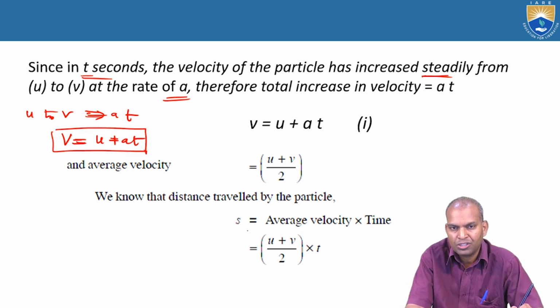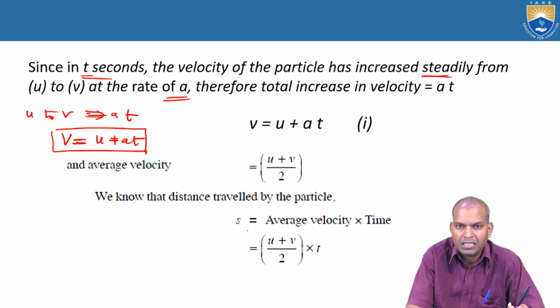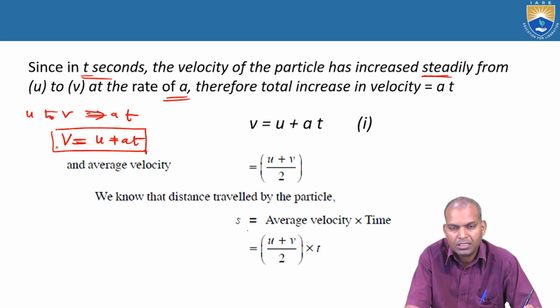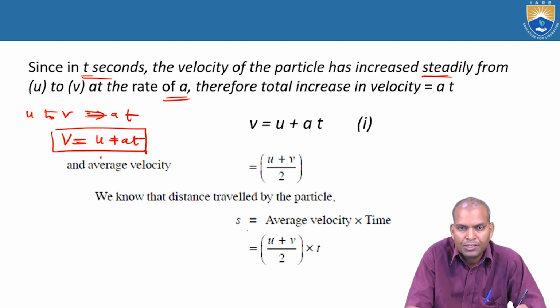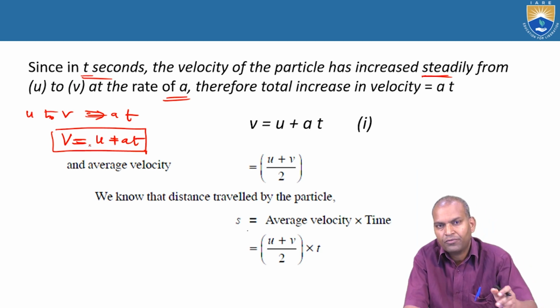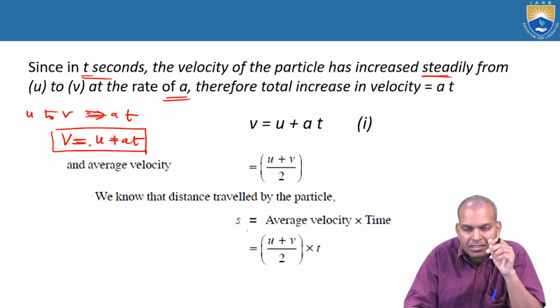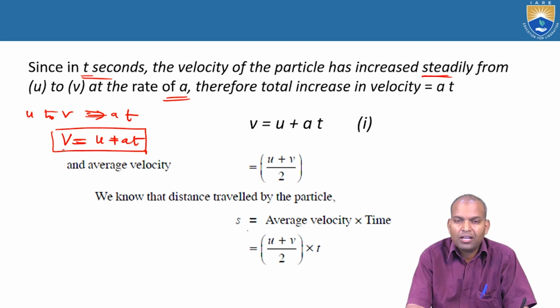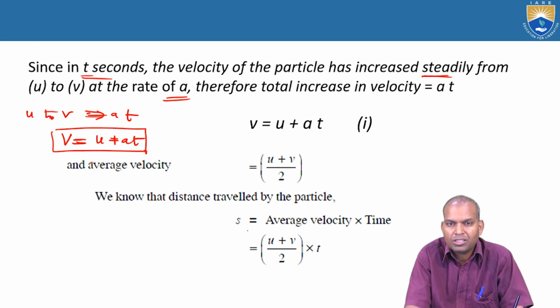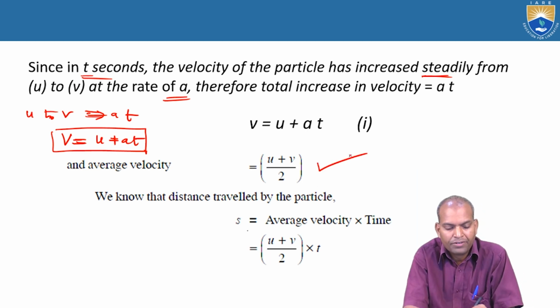Final velocity equals the sum of the initial velocity and the total increase in velocity: v equals u plus at. Here v is the final velocity in meter per second, u is the initial velocity in meter per second, a is the acceleration in meter per second square, and t is the time in seconds. Now coming to average velocity, the average velocity equals initial velocity plus final velocity by 2. This is the average velocity.